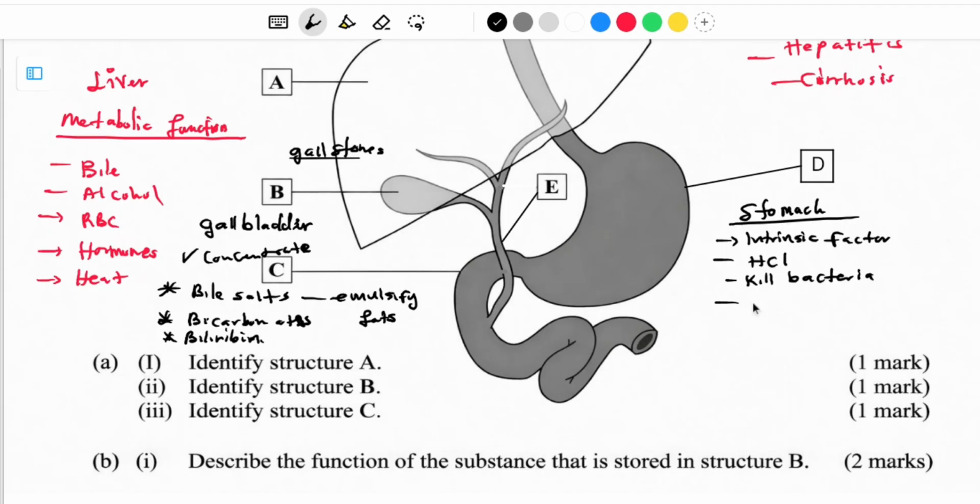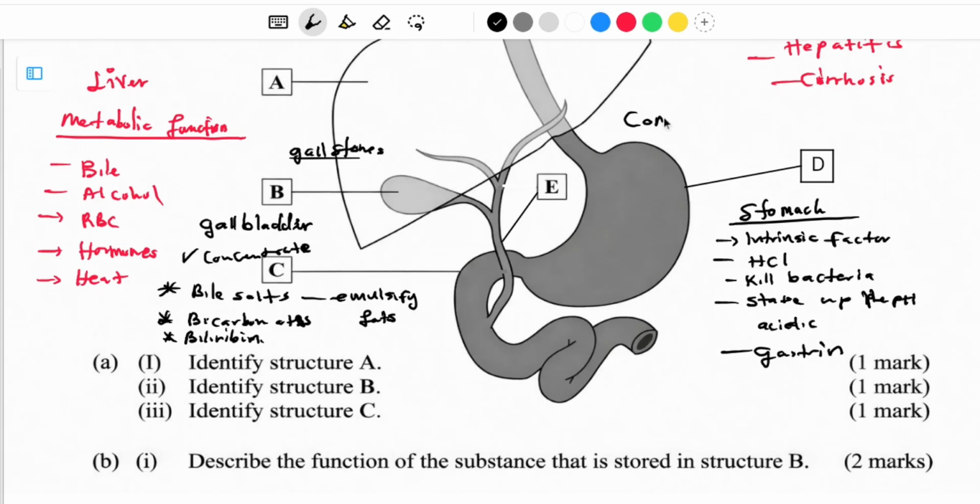So we have number one, set up the pH. In this case, we're talking about the acidic pH, isn't it? Because the stomach is acidic. Apart from that one, production of hormones like gastrin. Okay, so gastrin is produced in the stomach, which stimulates the motility of the stomach. Then we have E, which is called the common bile duct.